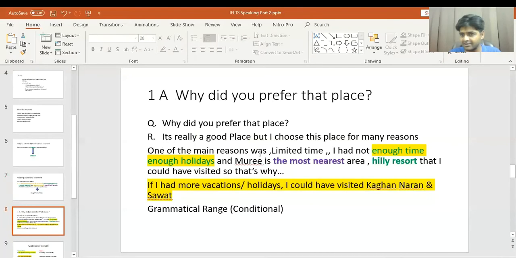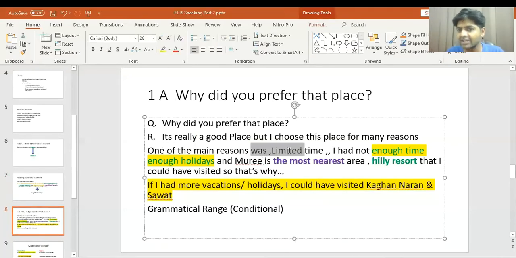One of the main reasons was limited time. Now I have kept it conversational here. I paused at "was" and did not put a full stop. After pausing, I highlighted limited time. I had not enough time, then I explained it further. I had not enough time, and then I did not put a full stop, because I am speaking, not writing. This is the conversational genre, speaking.